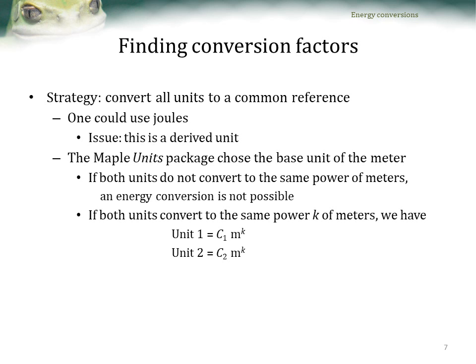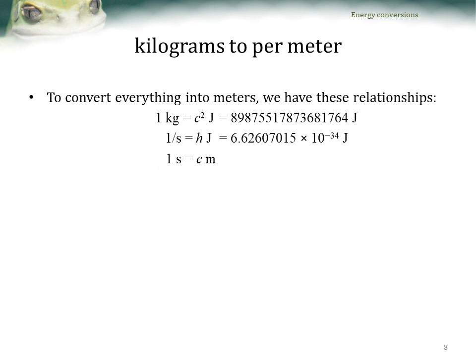If both units are able to convert to the same power k of meters, then we have that the first unit is some constant C1 times meters to the power k. The second unit is a new constant C2 times meters to the power k. And thus the conversion factor from unit 1 to unit 2 is the ratio C1 over C2. Thus, we have to convert everything into meters. Well, we already have the third one telling us that 1 second is equal to C meters. Let's convert the others.